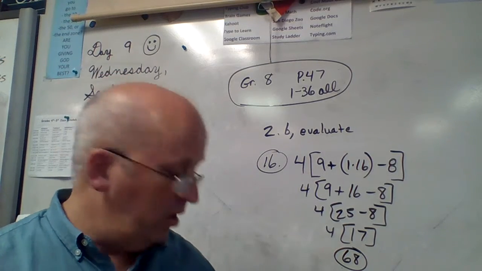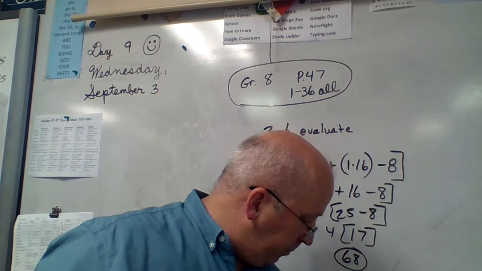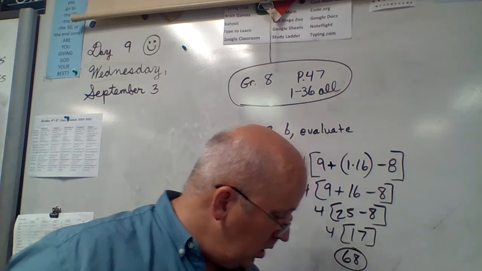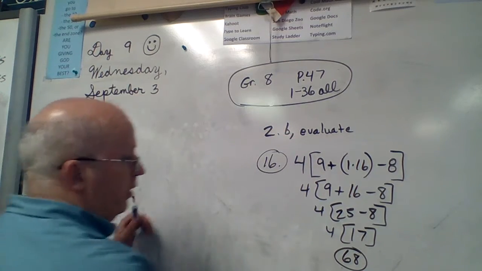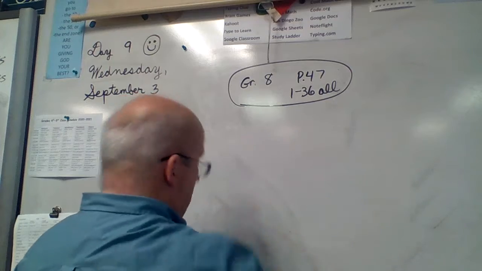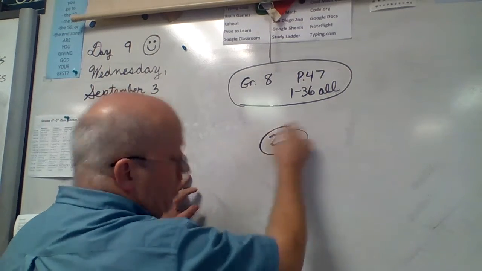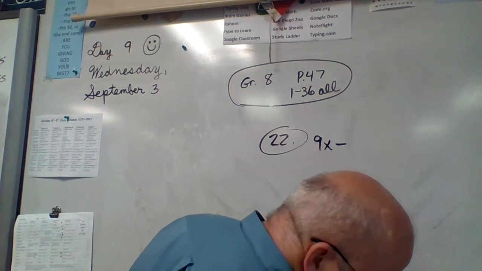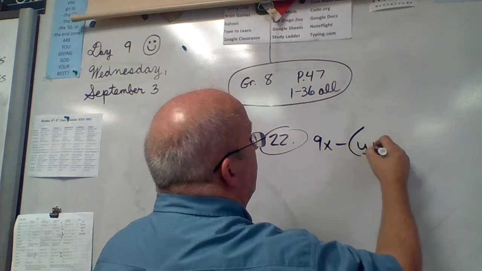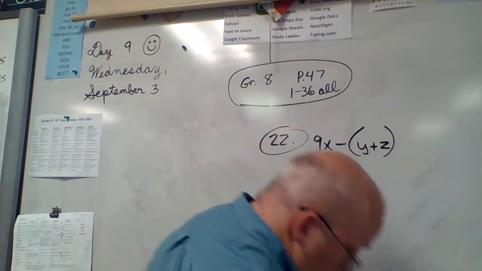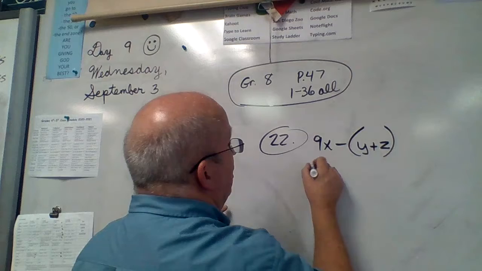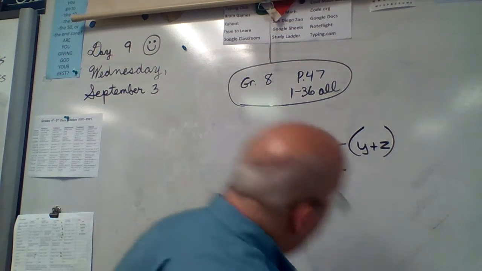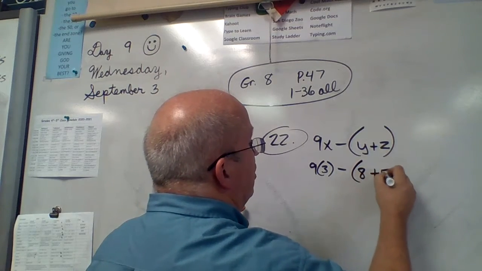16 is 68. Now we're going to drop down to 17 through 22. Again, I think I'll do 22. What does that one look like? It's got 9x, or 9 times x, minus the quantity of y plus z. And in the directions, it says that x is 3. So this is really 9 times 3. And it says that y is 8 and z is 5.